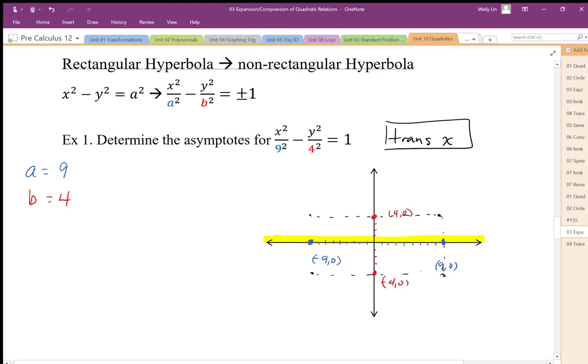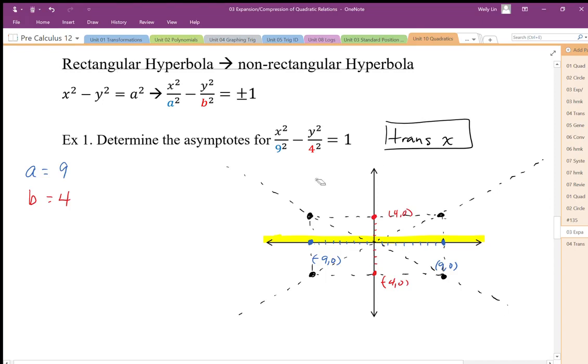And why am I drawing in a rectangle? Well, what's really important are these corners. I don't really need the rectangle. I really need these corners, because these corners indicate how much my slopes have been compressed and expanded. It allows me to then draw my asymptotes through there like that. And that will affect the shape of my hyperbola.